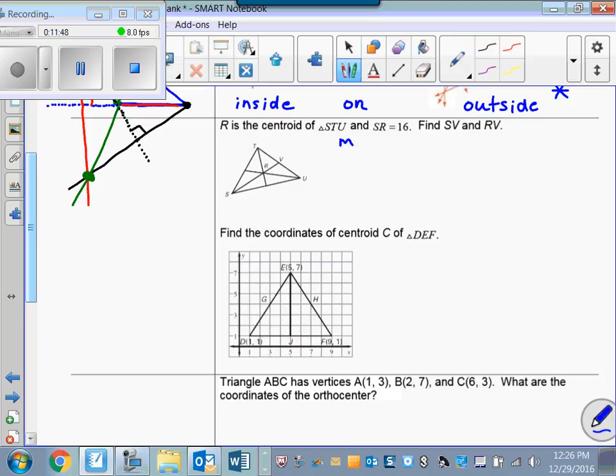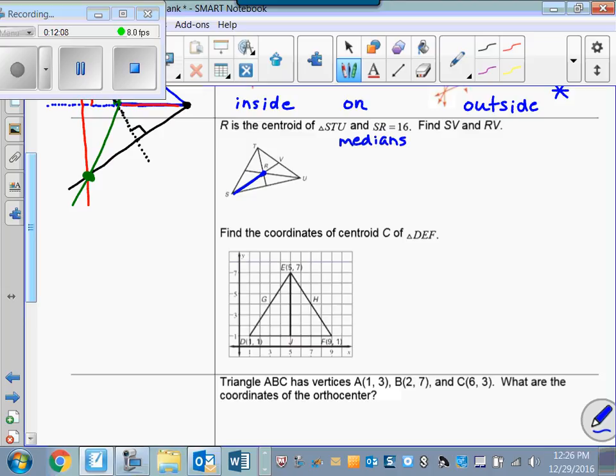So I'm going to write myself a note here. Remember how I told you I like to do that? R is the centroid, point of concurrency of the medians, and SR is 16. Find SV. So I've got to find the length of that entire median.